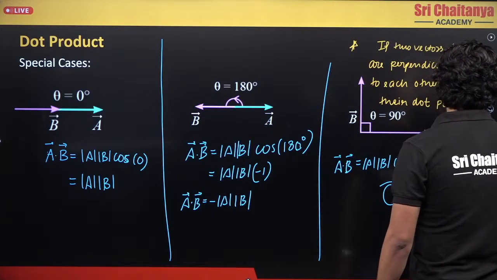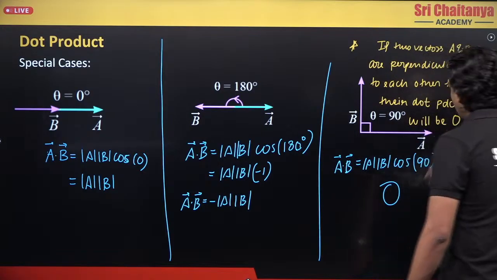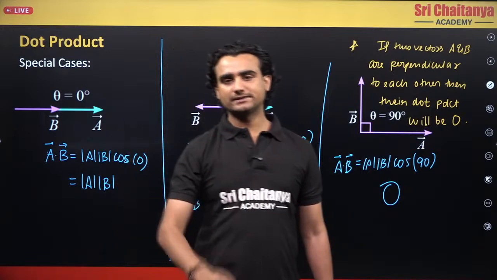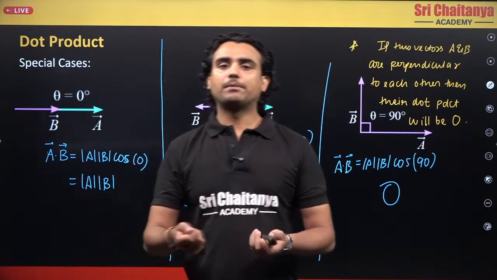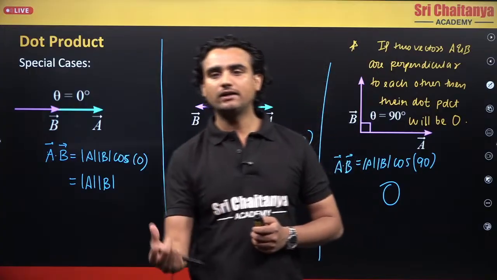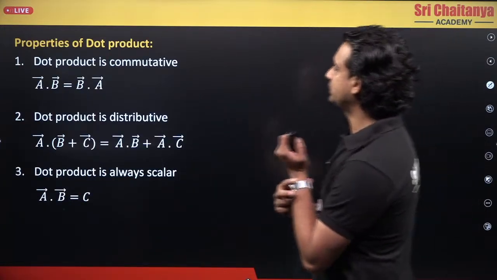Dot product will be 0, okay? And they ask in questions, that if there are two vectors, and they are perpendicular to each other, then this is the condition that you will use: A dot B is equal to 0. So what are some properties of dot product?